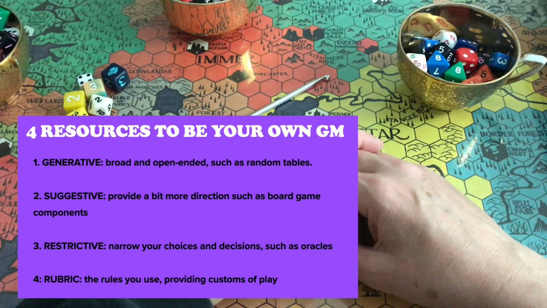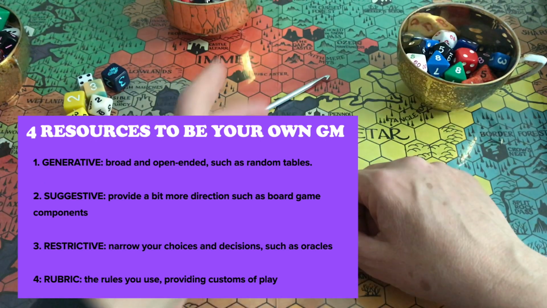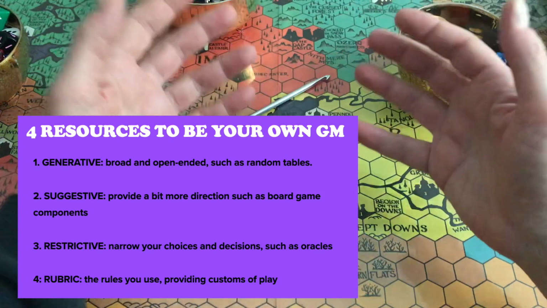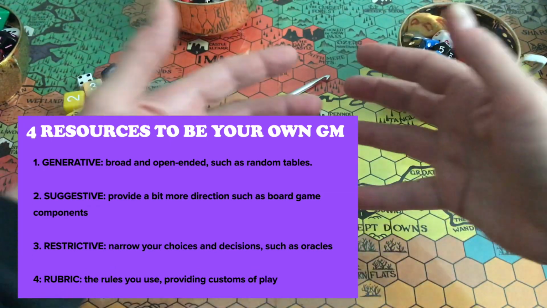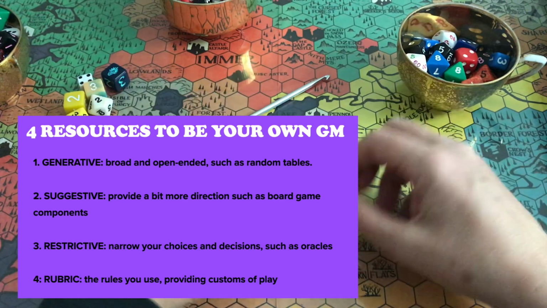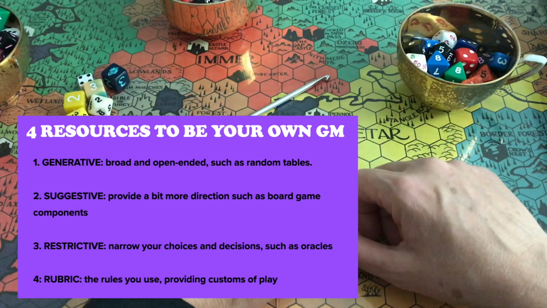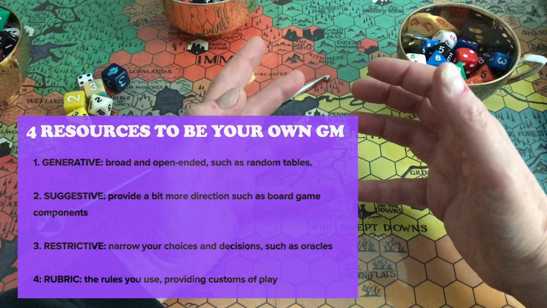I talked about restrictive resources, which are oracle tables. That is to say, something that restricts a direction of a story. You ask an open-ended question and you get an answer. So there's a narrowing of that, something restrictive. And finally, something I called the rubric, which is another way of saying the rules.